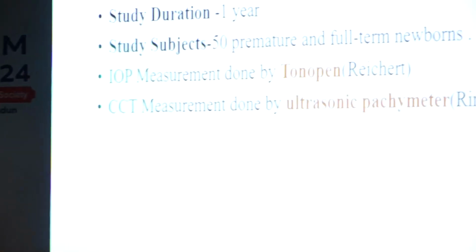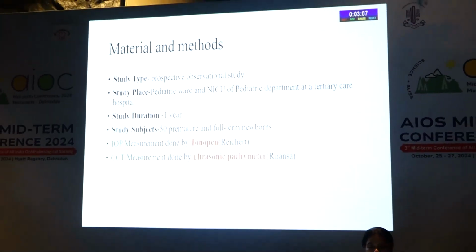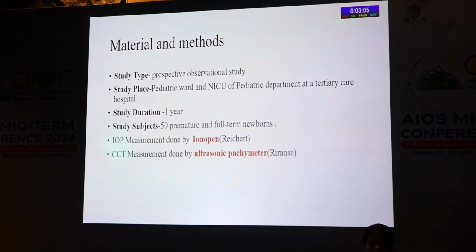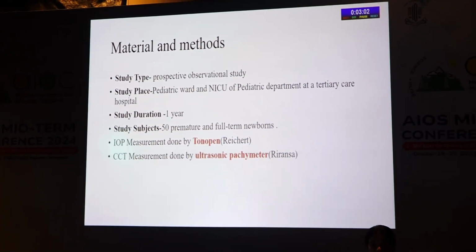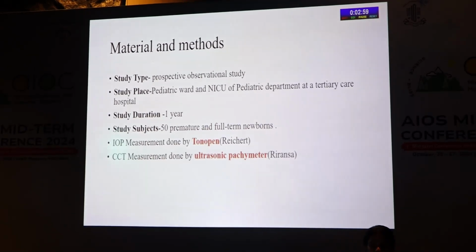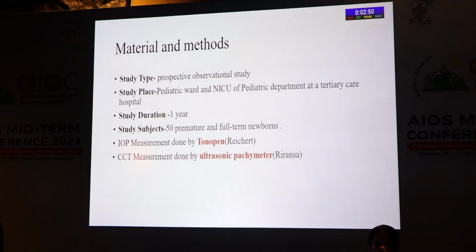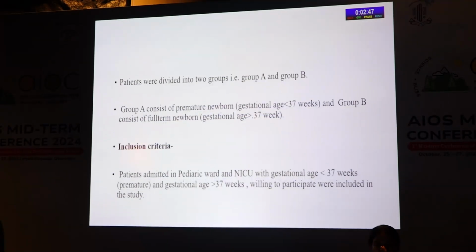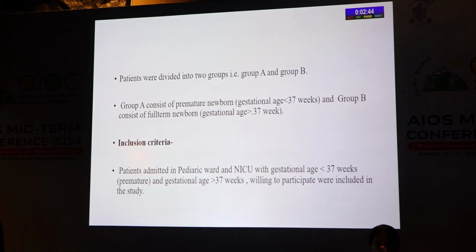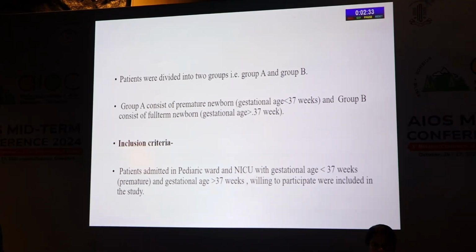Material and method. This study is a prospective observational study and it was done in the pediatric ward and NICU of the pediatric department, and the study duration was 1 year. A total of 50 premature and full-term newborns were taken in the study, and IOP measurement was done by Tono-Pen and CCT measurement was done by ultrasonic pachymeter. Patients were divided into two groups, Group A and Group B. Group A consists of premature newborns with gestational age less than 37 weeks, and Group B consists of full-term newborns with gestational age more than or equal to 37 weeks.